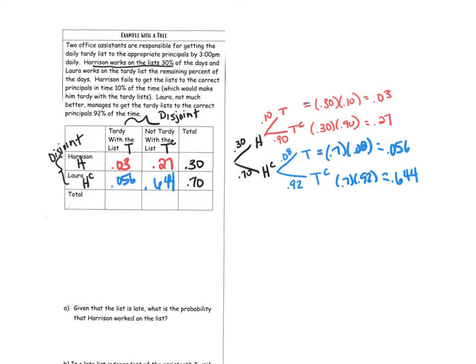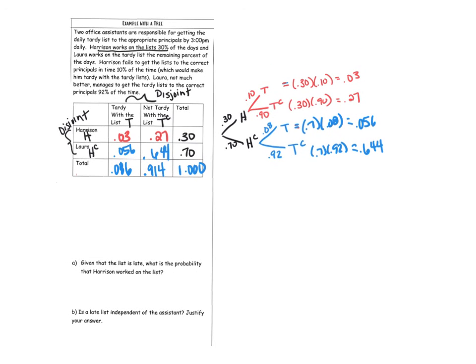And now what I can do is find how often they're going to be tardy with the list. So we see that they're tardy with the list here, 0.086. And here they're not tardy with the list, 0.914. If you add those up, you get 1.00. So this is creating the actual table, and now we can answer these questions.